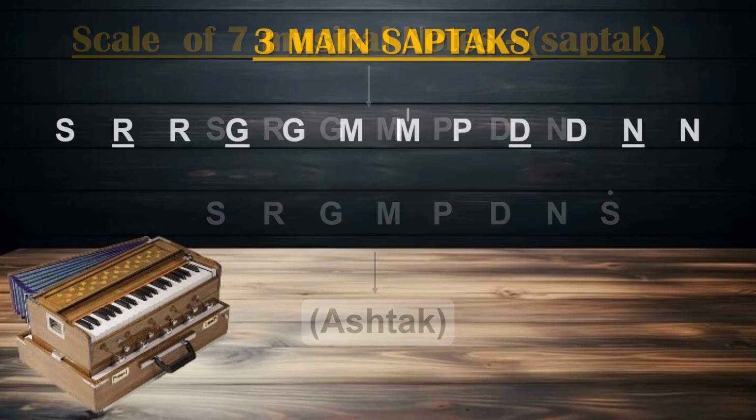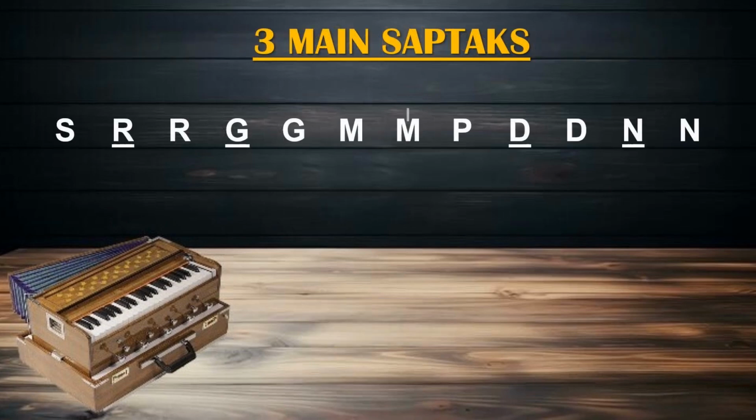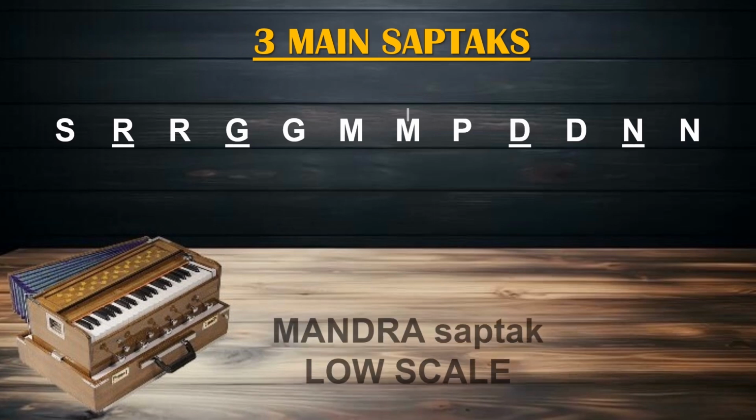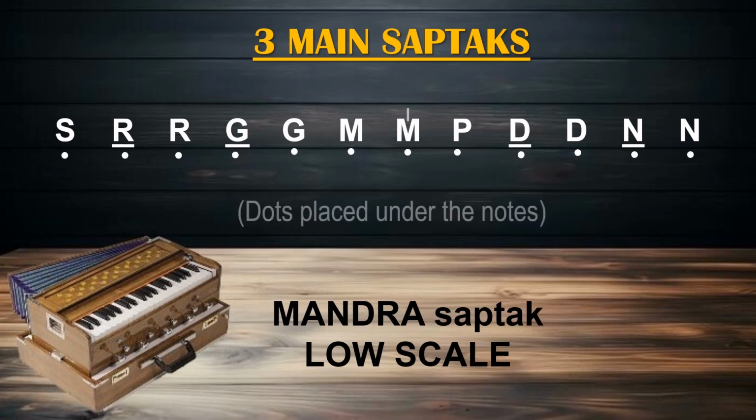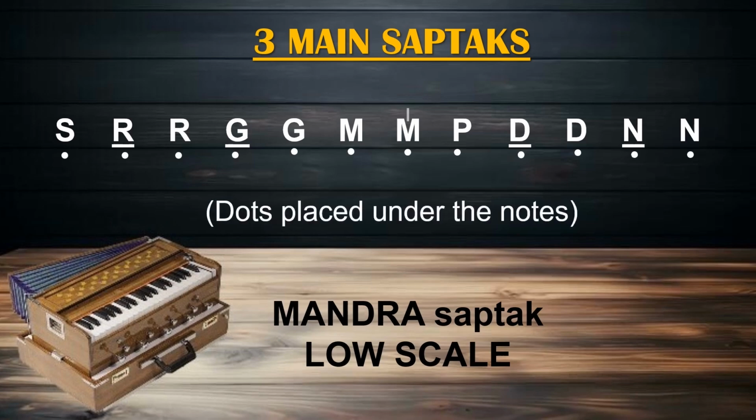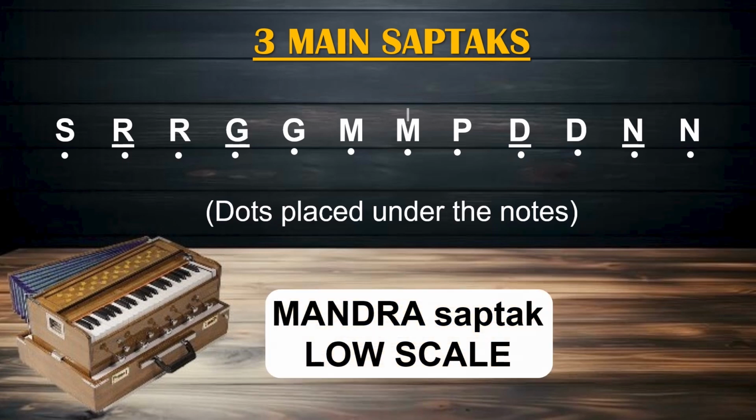There are 3 main Saptaks in Hindustani music. Please note that all the 12 notes are there in each Saptak. The first one is the Mandra Saptak, also called low scale. Notes of the Saptak are indicated by a dot below each note, as you can see below.